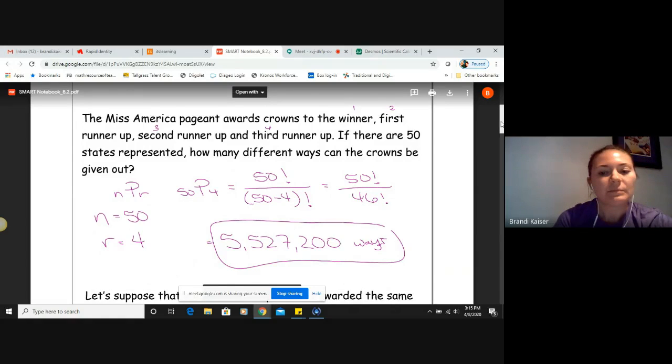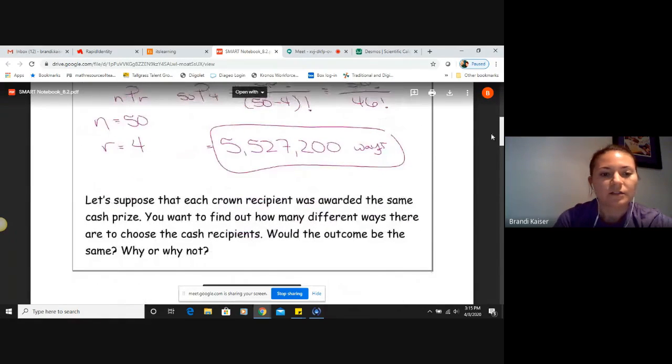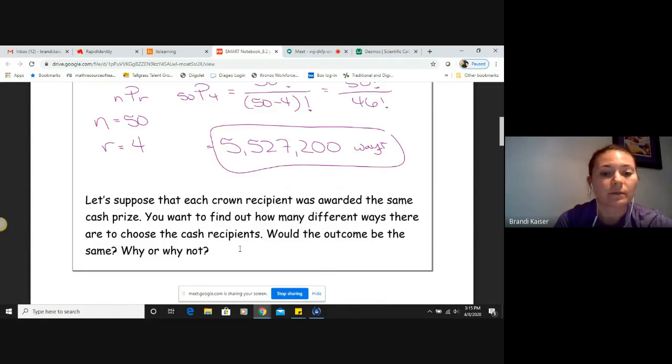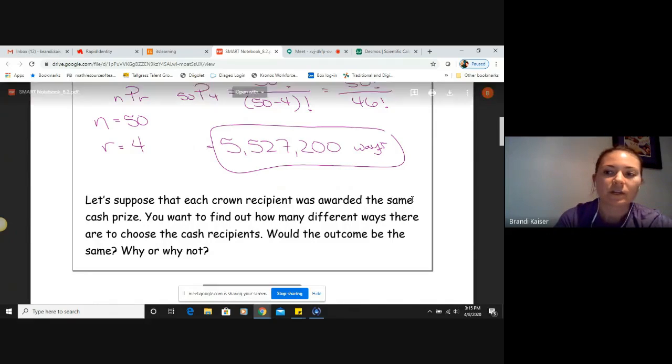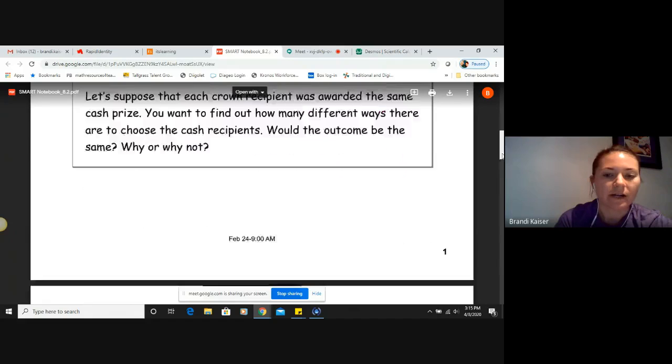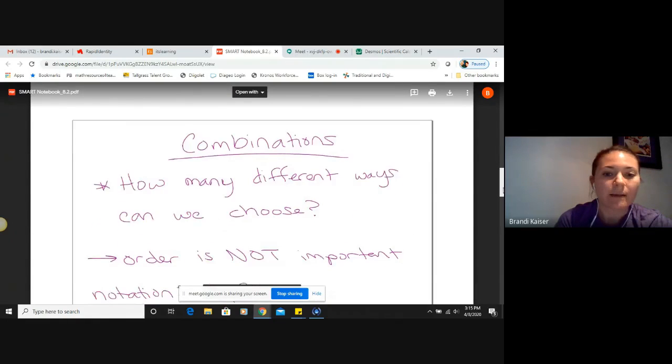But something to consider: let's suppose that each crown recipient was awarded the same cash prize. So you want to find out how many ways there are to choose the cash recipients. Would the outcome be the same? If you're giving each person the same amount of money, now granted you are still picking four people, but does it really matter the order that you give that money in? Not really. So that leads us to our next topic, which is combinations.